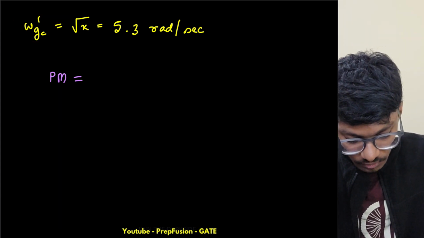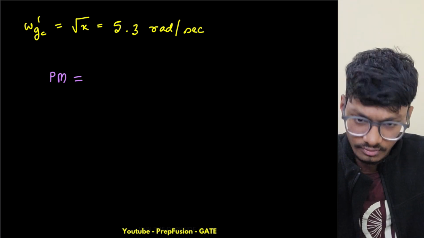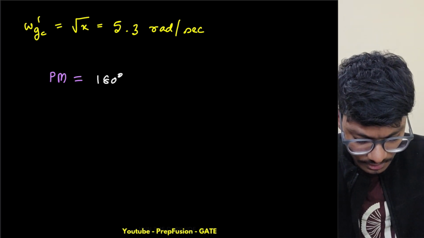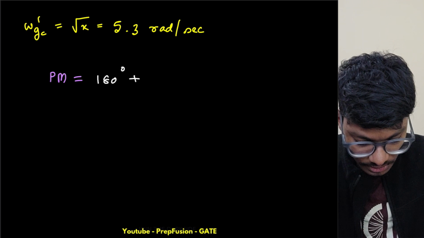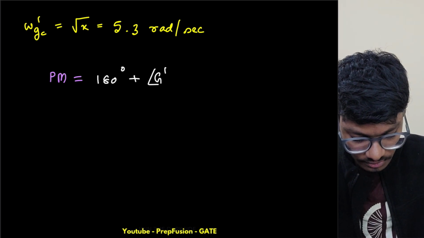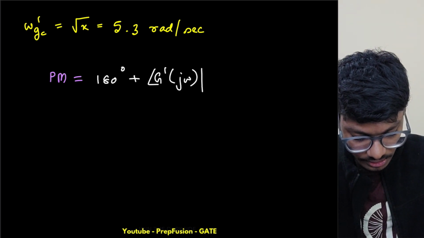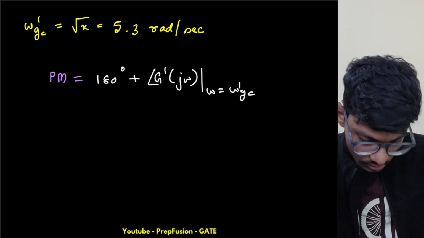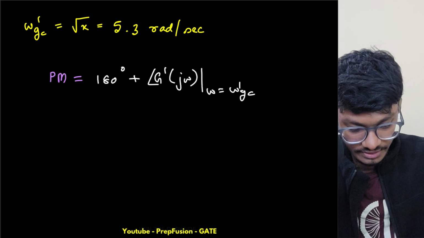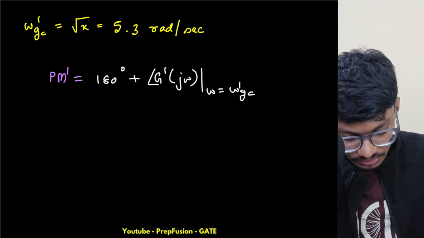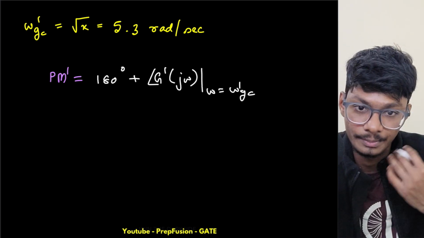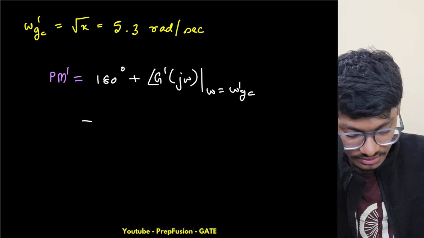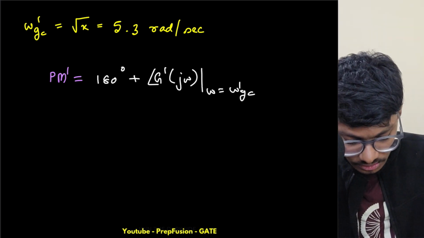So phase margin is 180 degrees plus the angle of g dash of j omega at omega equals omega gc dash. This is not the actual phase margin, this is the uncompensated phase margin. So I have to find the angle. So what is the angle?